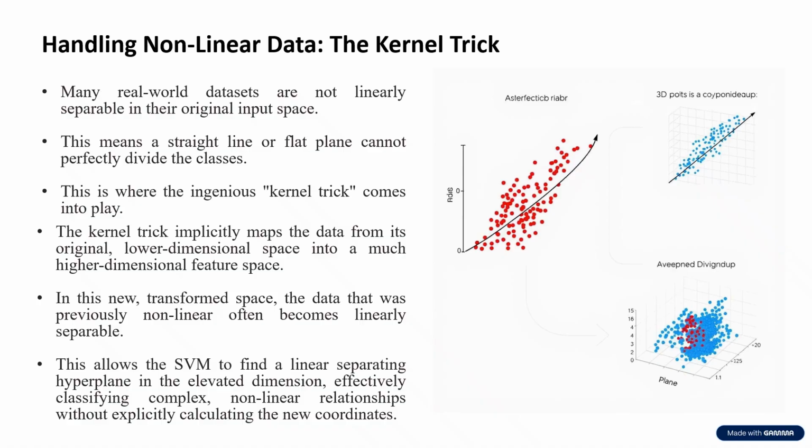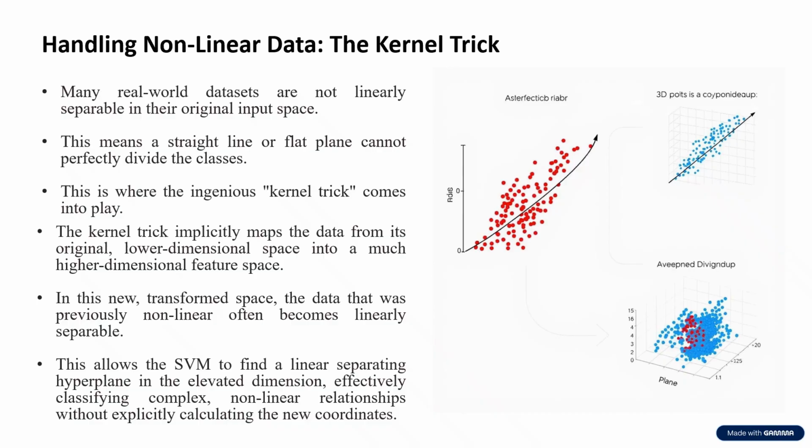Many real world data sets are not linearly separable in the original input space. In real world data examples, we can see that I can't draw a linear line to segregate the two different data sets or three different data sets, whatever may be. This means that a straight line or a flat plane cannot perfectly divide these data sets or the classes.